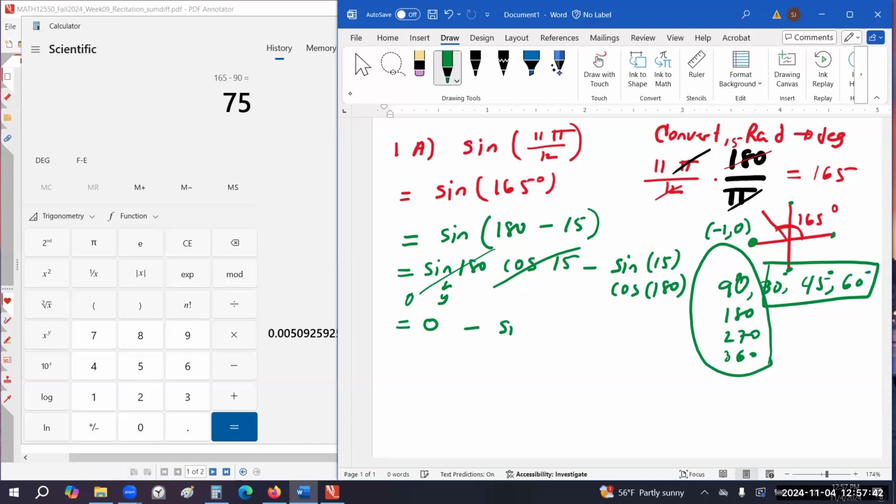Then we have sine 15 and cosine 180. So cosine means the x value. The x value at 180 degrees is -1. So this negative and this negative, when you multiply, turn into positive. In other words, we get positive sine 15. But we have no idea what sine 15 degrees is. So we are going to use the sum or difference angle again.